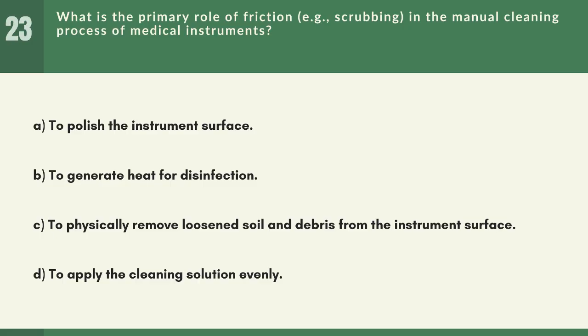Question 23. What is the primary role of friction, e.g., scrubbing, in the manual cleaning process of medical instruments? A. To polish the instrument surface. B. To generate heat for disinfection. C. To physically remove loosened soil and debris from the instrument surface. D. To apply the cleaning solution evenly.